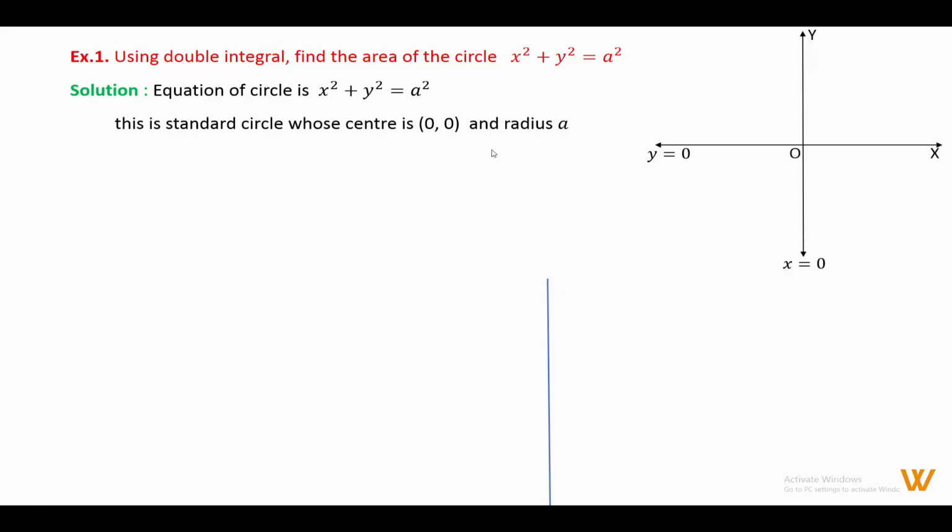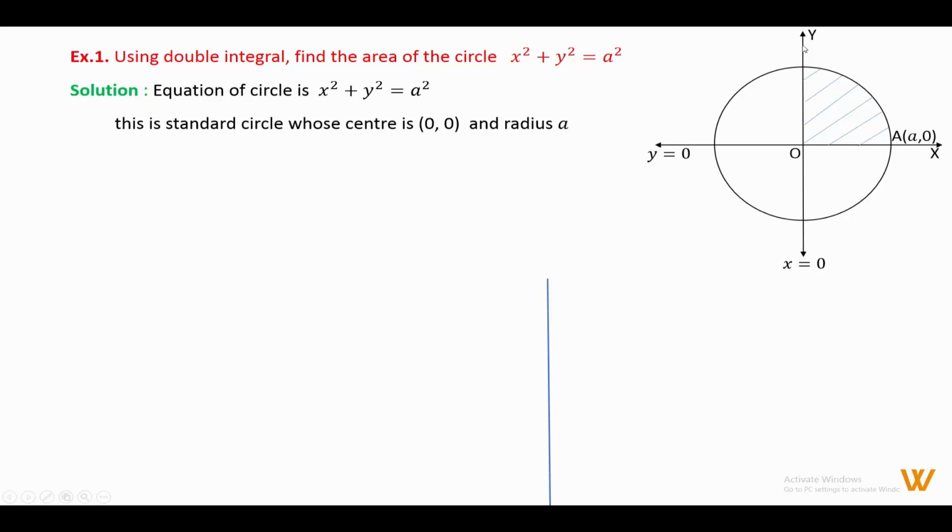Now draw the circle whose center is (0, 0) and radius a. So this is the circle. Center origin, radius a. So this point is (a, 0). Consider the region of the circle in the first quadrant only.